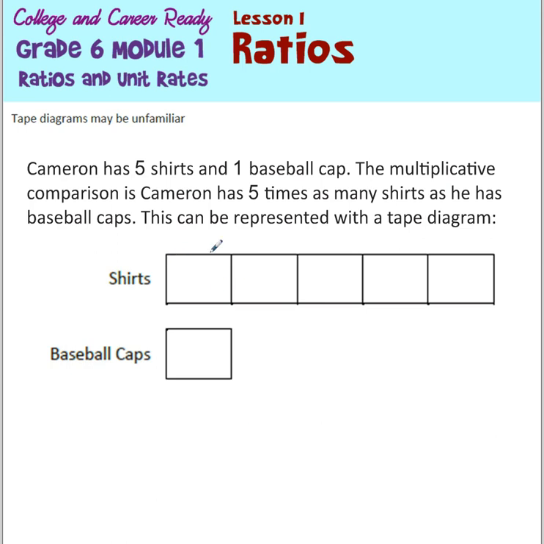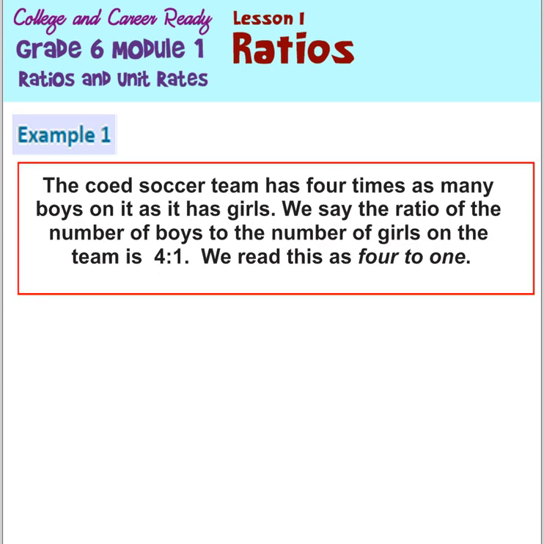So here, each of these boxes, you can think of as a piece of tape. Each of those boxes represents 1 shirt. So here we have 5 boxes, so 5 shirts. And the same size box represents here 1 baseball cap. That's all a tape diagram is: boxes. We will use those a lot this unit, so we should start looking to familiarize ourselves with them. But our first example does not have a tape diagram, so let's get to it.